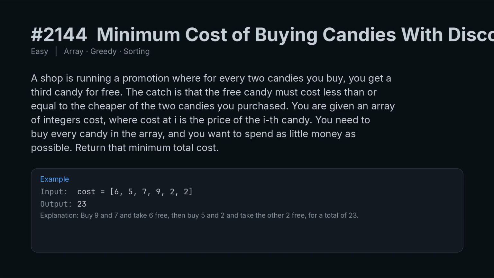You need to buy every candy in the array, and you want to spend as little money as possible. Return that minimum total cost. For example, given cost equals [6, 5, 7, 9, 2, 2], the expected output is 23.